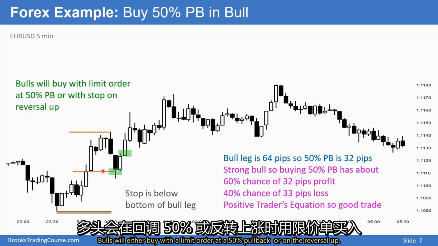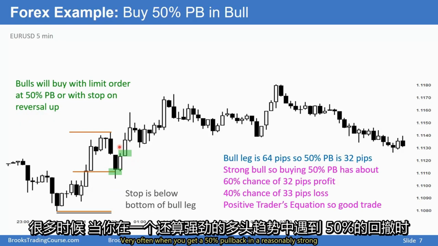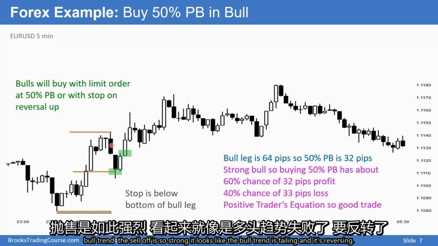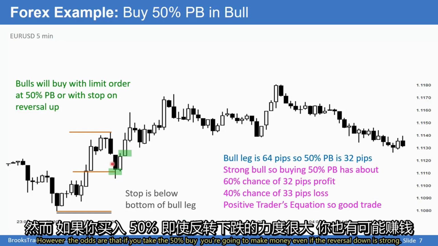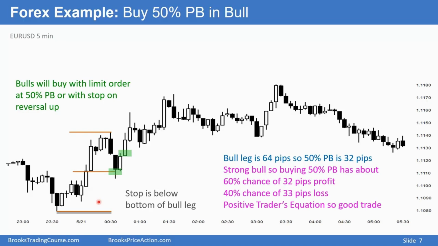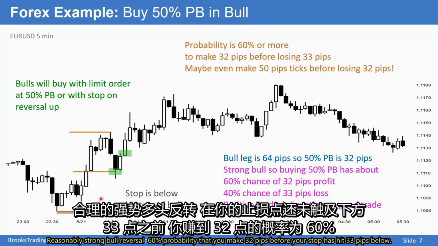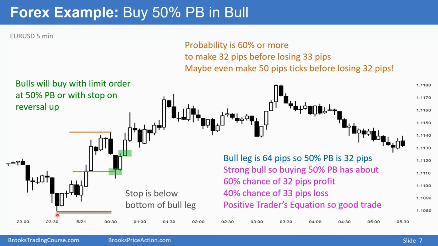Bulls will either buy with a limit order at a 50% pullback or on the reversal up. Very often, when you get a 50% pullback in a reasonably strong bull trend, the sell-off is so strong it looks like the bull trend is failing and it's reversing. However, the odds are that if you take the 50% buy, you're going to make money, even if the reversal down is strong. Reasonably strong bull reversal, 60% probability that you make 32 pips before your stop is hit 33 pips below.